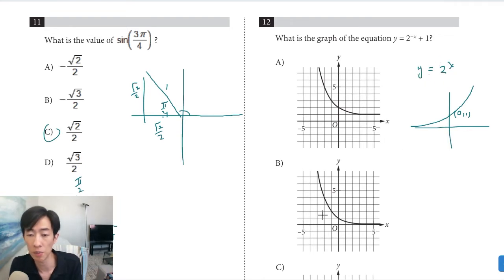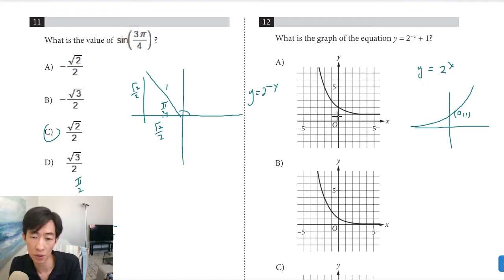And so this is really a problem of translation. So let's go through each of these and ask ourselves what's going on. So notice in choice A, this is actually reflected over the y-axis. So to do that, you have to negate the x. So choice A is going to be y equals 2 to the negative x.